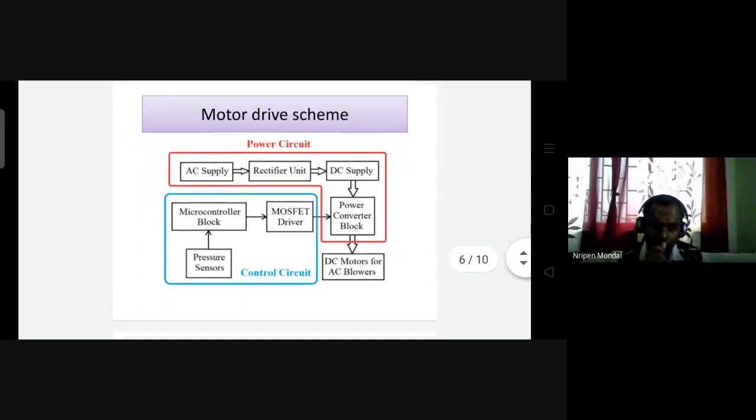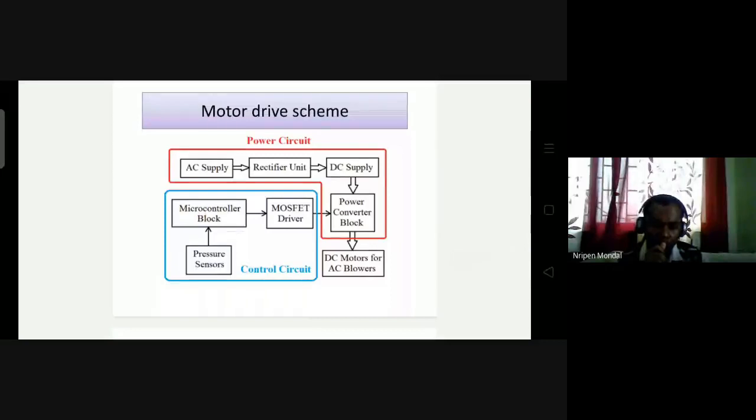So this is the motor drive scheme. We can see this is the power circuit, which consists of AC supply, then a rectifier to DC, because we have considered that the blower of the AC or the fan are operated by a DC motor. That is why a rectifier is used. And here is the control circuit: pressure sensor, followed by microcontroller, then MOSFET.